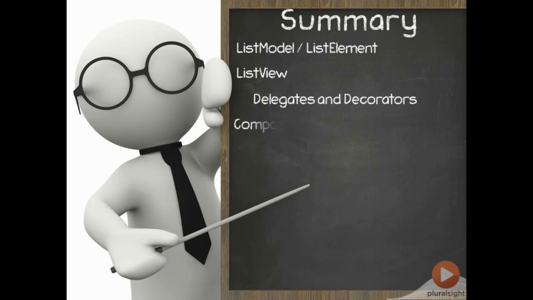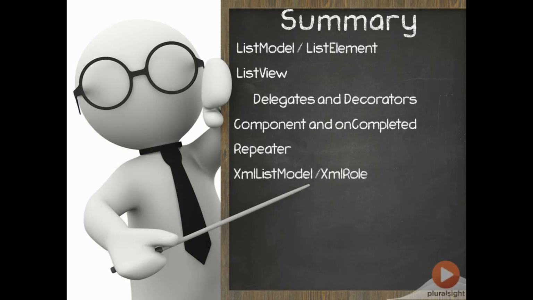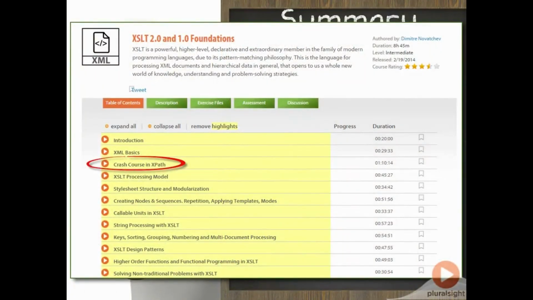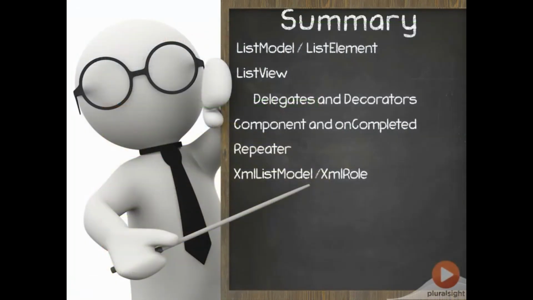Along the way, we introduced the component element and the onCompleted attached property of the component element. We saw the convenience of using the repeater object, and we finished up with an in-depth look at not just the XML list model and XML roles, but possibly the world's shortest and most incomplete course on XPath. If you need to use XPath, there are many Pluralsight courses that can help. You can get a fast and more accurate overview from Module 3 of Dmitry Novachev's course. And as part of our final Flickr demo, we also introduced both the split view and status bar QML objects.